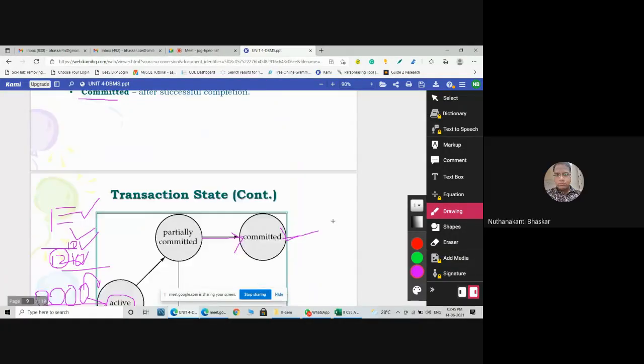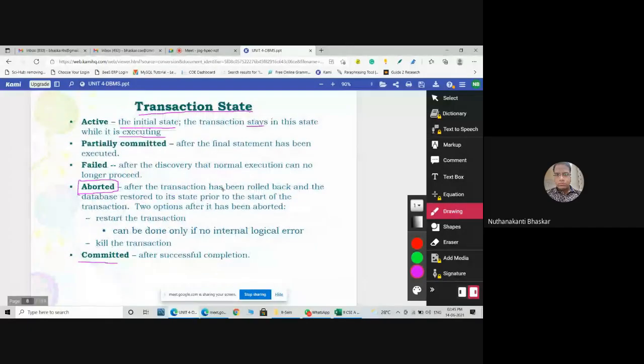This is very important. These transaction states are very important. A transaction has five states. The active state means the initial or starting state. The partially committed state is, as I told you, when some of the actions are executed successfully and the transaction is waiting for the next action, that is, after the final statement has been executed. That is exactly what partially committed is. It is waiting for the final statement. Next one is failed. Here, after the discovery that normal execution can no longer proceed, that cannot be continued. That is the failed state.